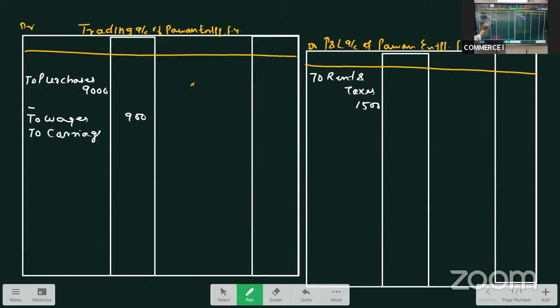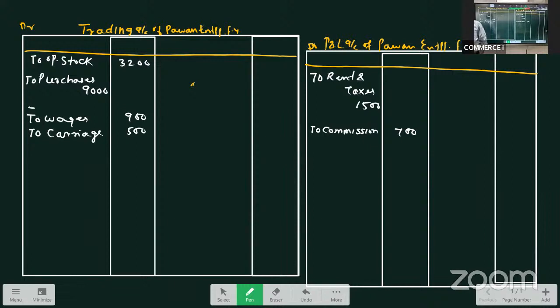So carriage, the amount is 500. Then opening stock, trading debit side, first item, opening stock, 3,200. Then we have commission. Commission is a P&L item. What is the amount given? It is 700. Then bills receivable. Bills receivable is an asset.